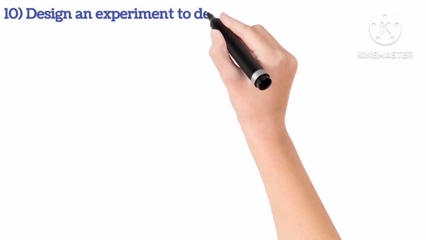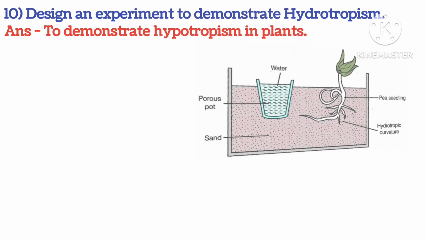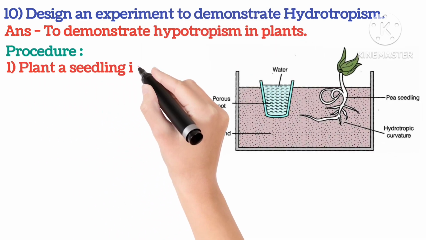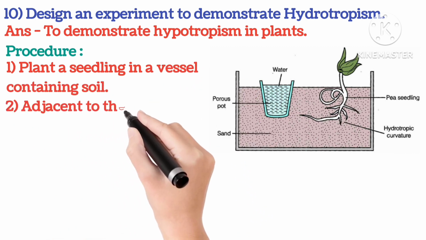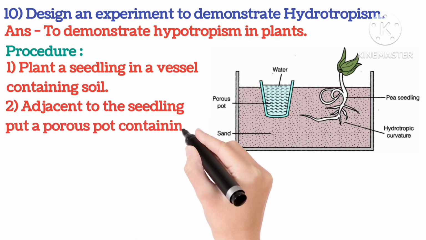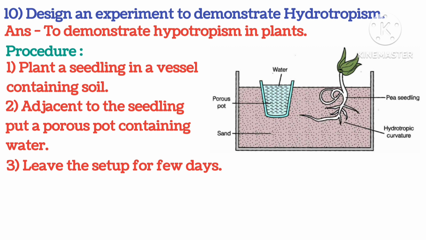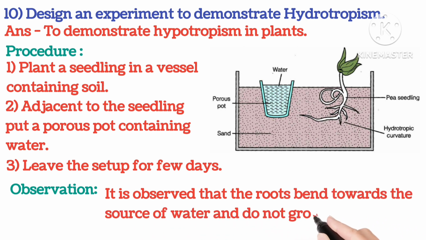10. Design an experiment to demonstrate hydrotropism. To demonstrate hydrotropism in plant, we set up the apparatus as: first, plant a seedling in a vessel containing soil. Second, adjacent to the seedling, put a porous pot containing water. Third, leave the setup for few days. Observation: it is observed that the root bends towards the source of water and does not grow straight.